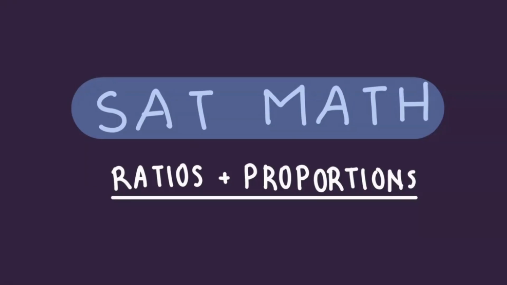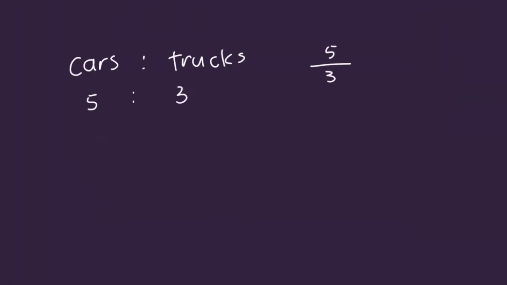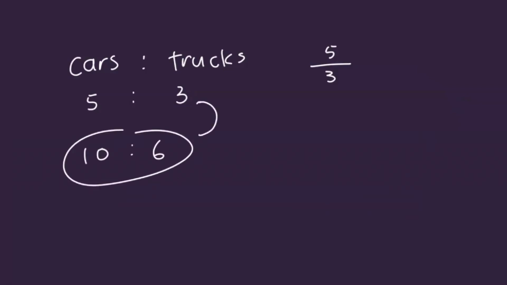Hey guys, today we'll be talking about ratios and proportions in SAT math. Let's say the ratio of cars to trucks is 5:3. Because ratios can be written as fractions, this is also 5/3. And a ratio of 5:3 is also equivalent to 10:6, since this can be reduced to this.